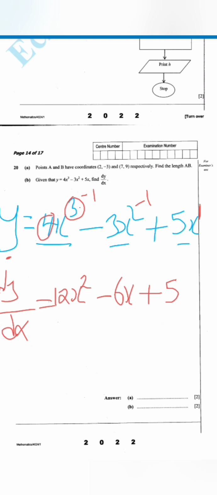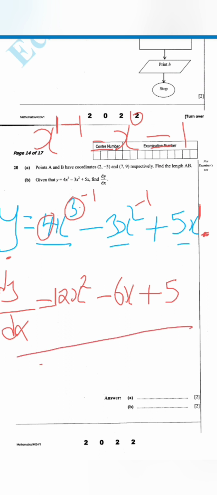Now this x, the variable to 5, has a power of 1, meaning it's reduced by 1. You get x to the power 0, and x to the power 0 gives 1. Meaning here you remain with 1 times 5, you just get 5. So this is the answer. It means you have differentiated the function y equals 4x cubed minus 3x squared plus 5x. As you can see, we have gotten our 2 marks.